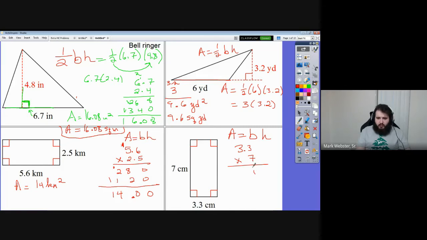7 times 3 is 21. 7 times 3 is 21, plus 2 is 23. 1 decimal place. So 23.1 centimeters squared is our final area. All right, so why am I doing this?